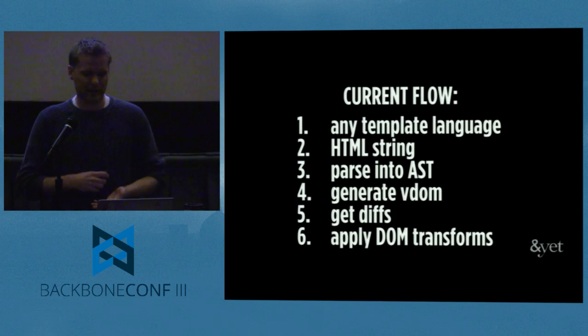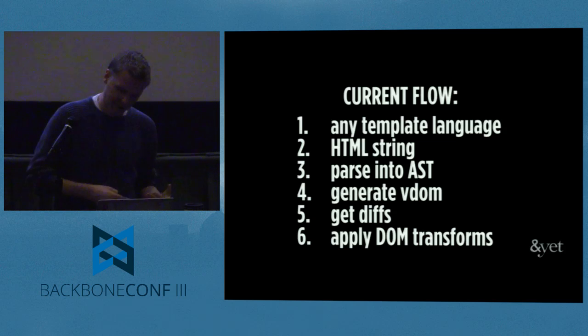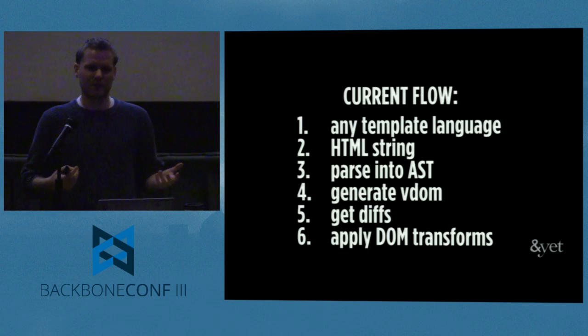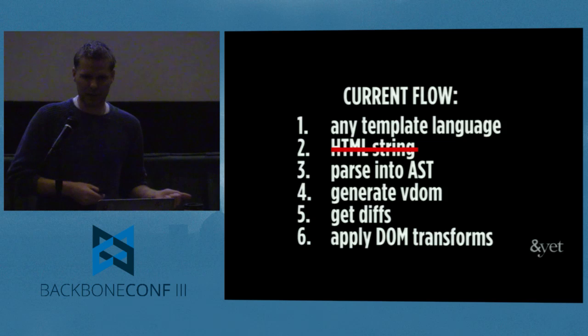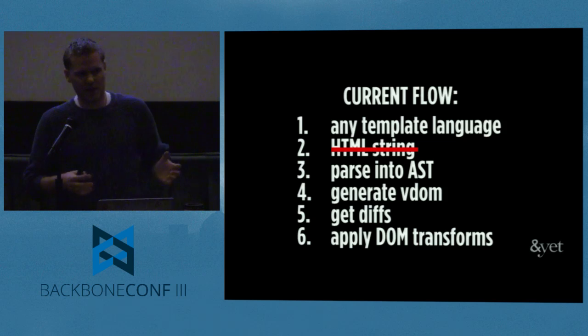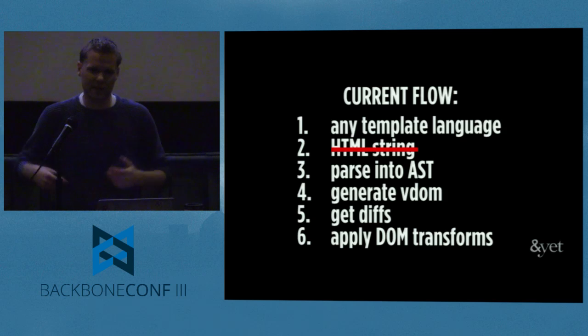But the current flow looks something like this. Any templating language, HTML string, parse it into an AST, generate the virtual DOM, get the diff, apply DOM transformations. There's lots of steps. And very likely, there's a few things we could do here too. So we've experimented with taking a templating language that isn't just doing string concatenation, say something like Jade, that compiles into something else, and then instead of compiling to the string, just compiling directly to the AST. So we can potentially skip that step as well, right? You can still retain that flexibility, but if you want to optimize, if you make your template return that instead, then you're kind of ahead of the game.